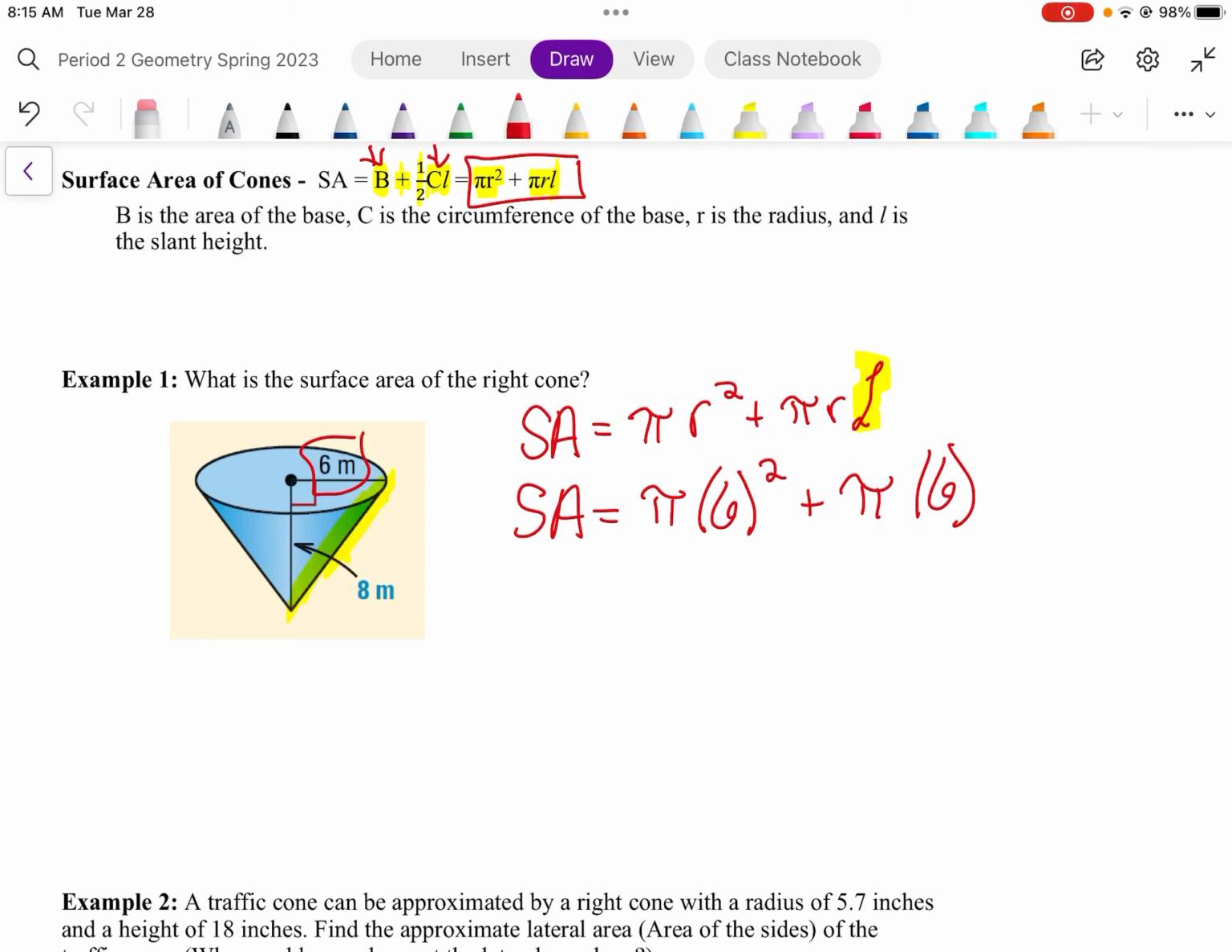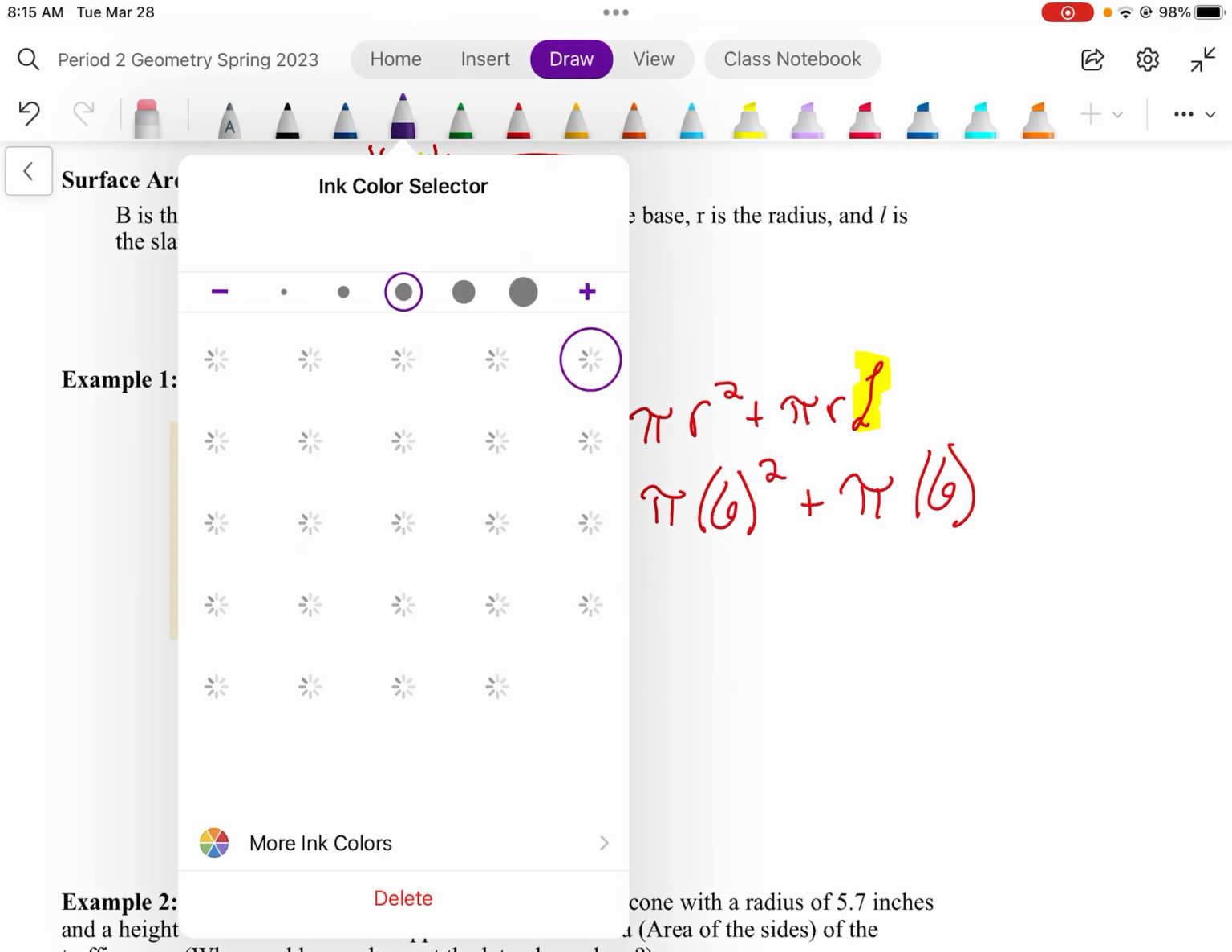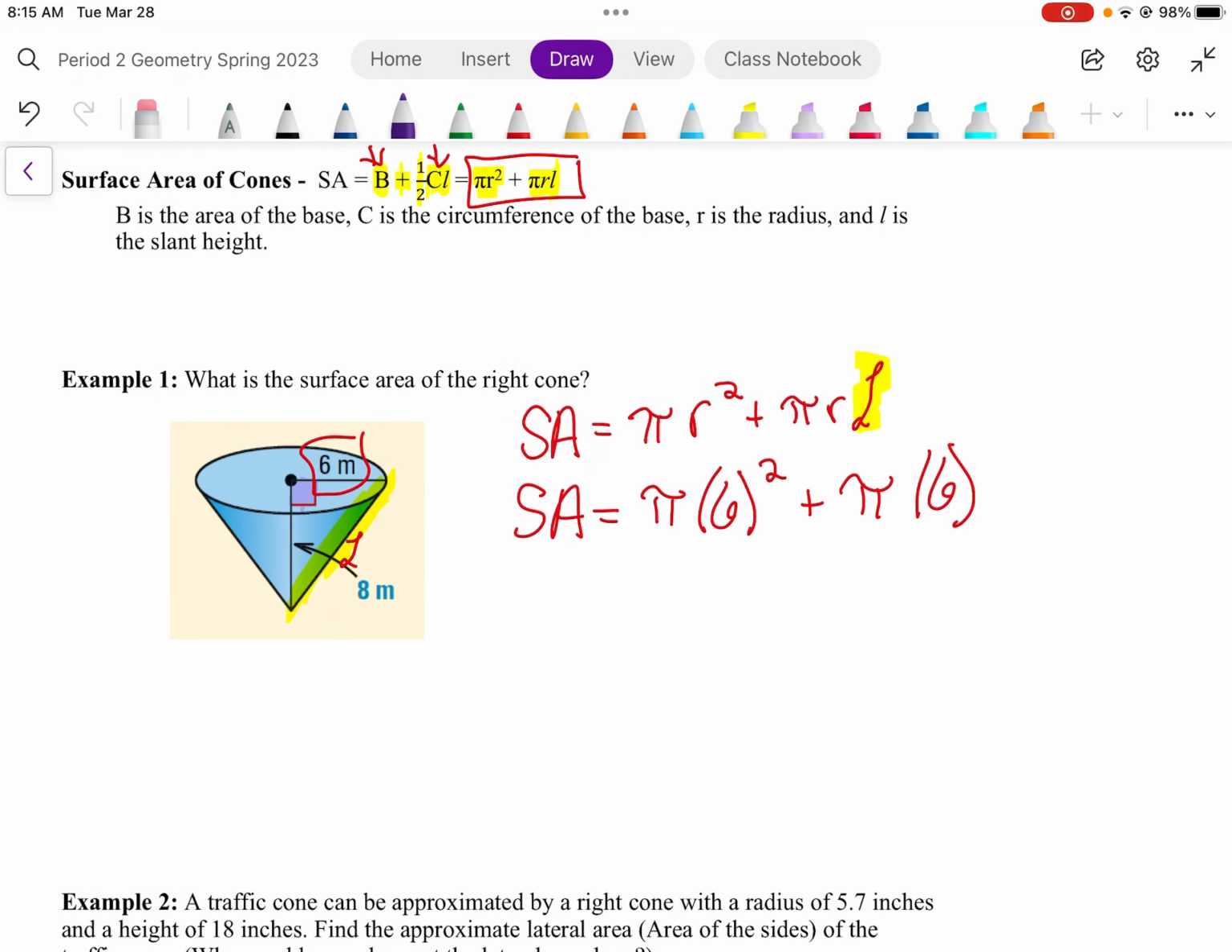This one, they do not give us the slant height, so we need to solve for it. The nice thing is they are going to be giving us right triangles. So Pythagorean theorem is going to be our friend when we are looking for our slant height or even our height sometimes. So our slant height is going to be our C value because it's across from that right angle. So we're going to have 6 squared plus 8 squared equals our slant height squared.